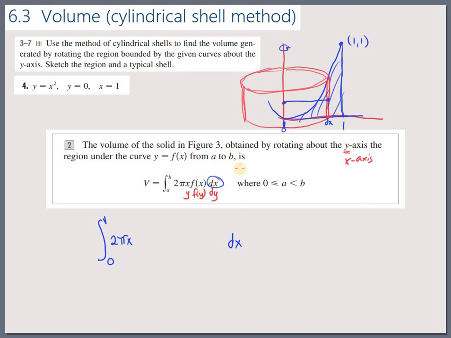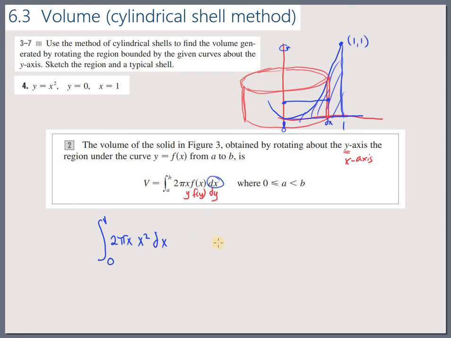That is just the distance from the axis out to where we are. So that's just x, and that's just part of the formula. And then f of x for us is just x squared, and dx, and we're done. The integral is set up. I obviously didn't need my dx way over there, so I'll put the dx right there.